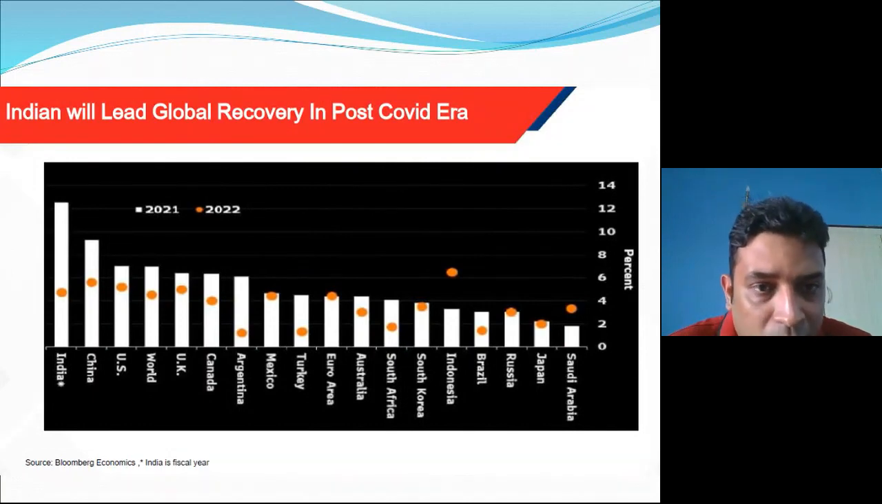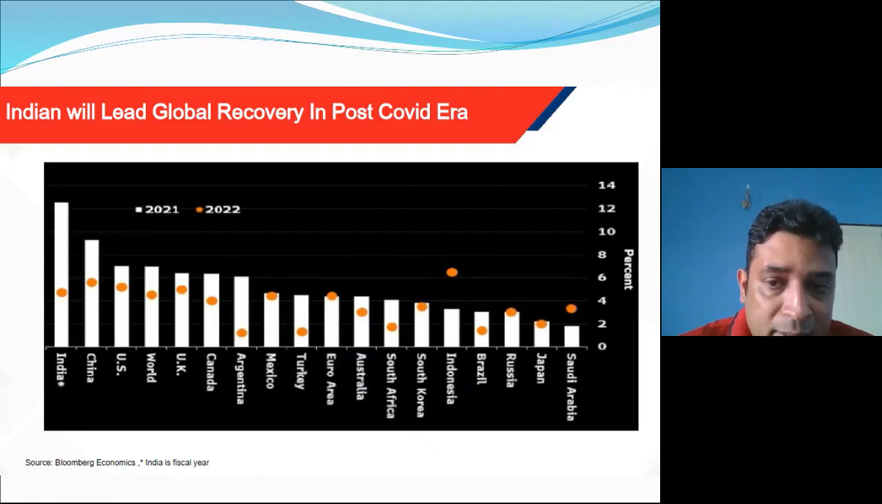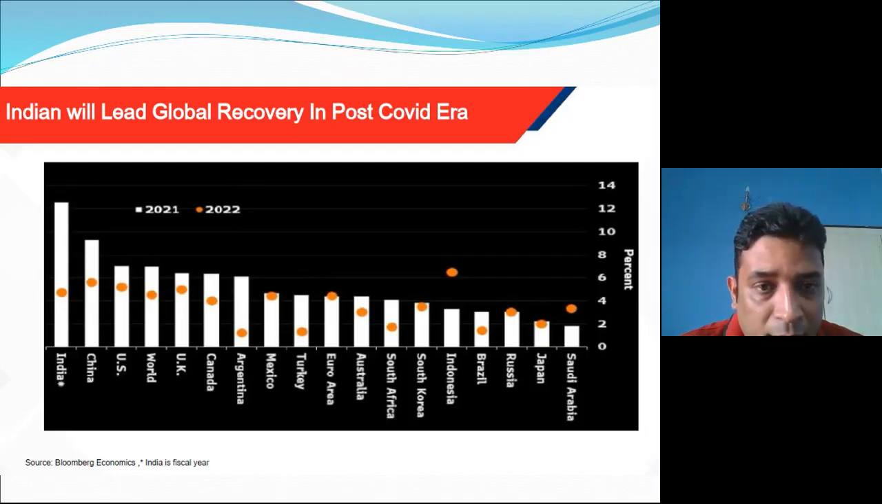India will lead recovery in the post-COVID era, as per Bloomberg's economic data point. If you see the 2021 and 2022 projections, India will outperform most of the countries across the globe as far as recovery is concerned.